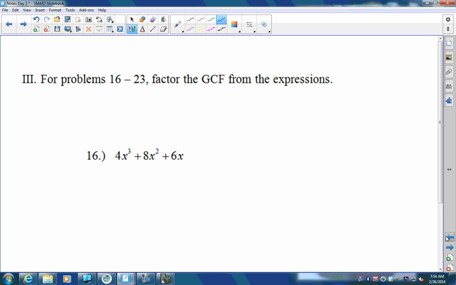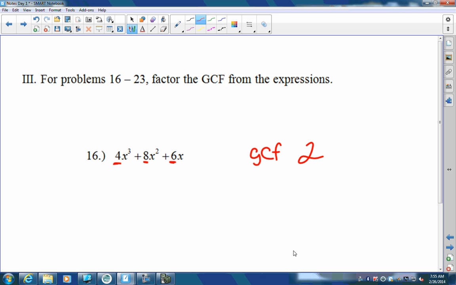And it should say number 16, yes. All right, so let's look at this. Let's find the GCF. What is the greatest common factor out of these three numbers? Does 4 go into 8? Yes. Does 4 go into 6? No. So what's another number that goes into 4? 2. Does 2 go into 8? Does 2 go into 6? So my GCF is 2.